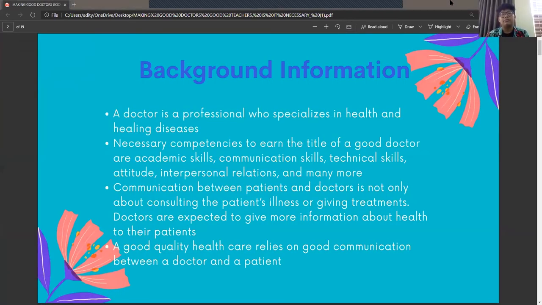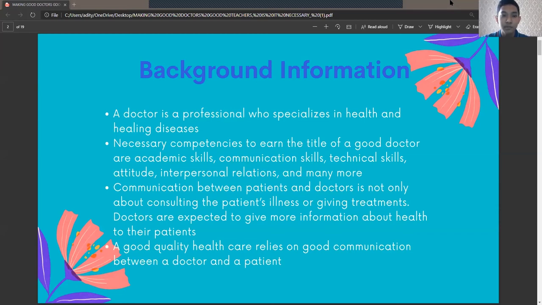So I will explain the background information of this presentation. As we know it, a doctor is a professional who specializes in health and healing disease. There is a term for a doctor who, according to patients, is excellent in their profession: a good doctor. The necessary competencies to earn the title of a good doctor are academic skill, communication skill, technical skill, interpersonal relations, and many more.